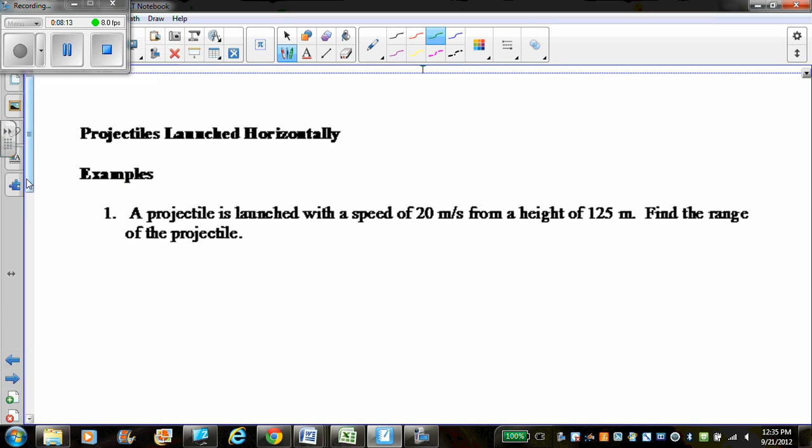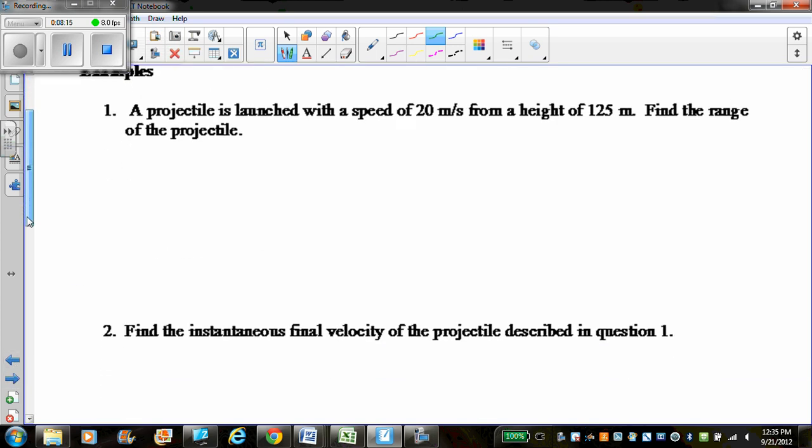So let's do some sample problems. Example 1 on page 6. A projectile is launched with a speed of 20 meters per second from a height of 125 meters. Find the range of the projectile. Now the range is another name for the horizontal displacement. In order to solve this problem, I'm going to start by dividing my work into horizontal and vertical components.